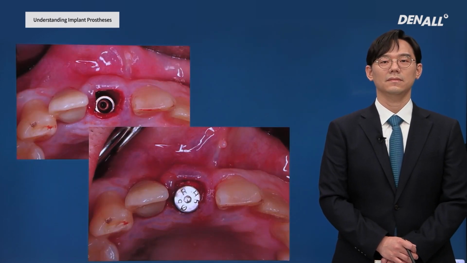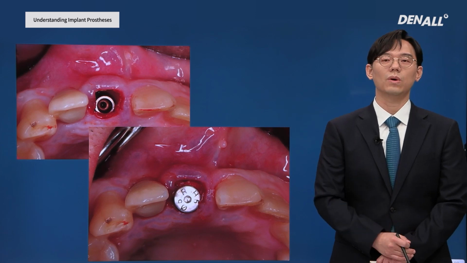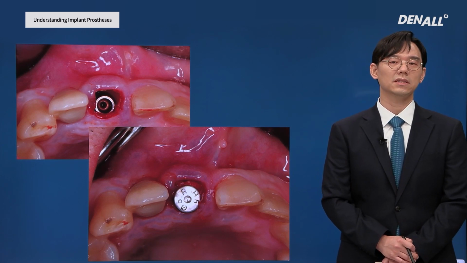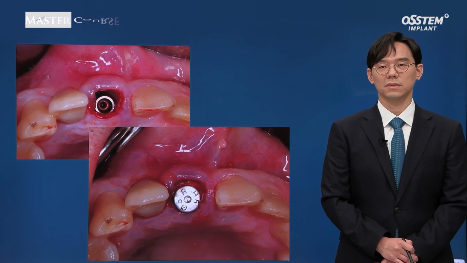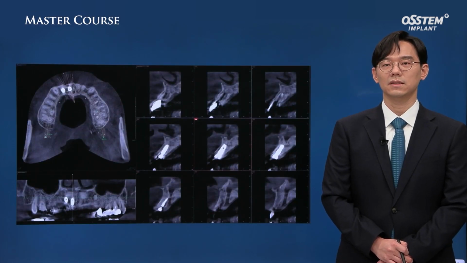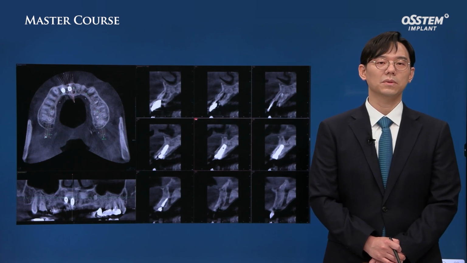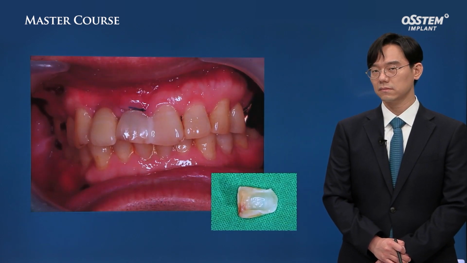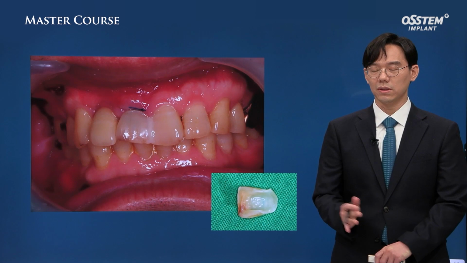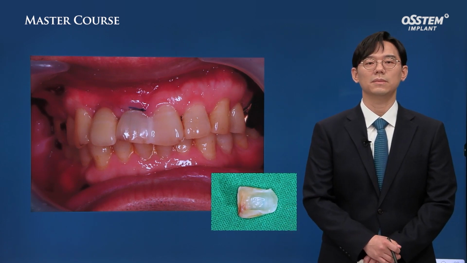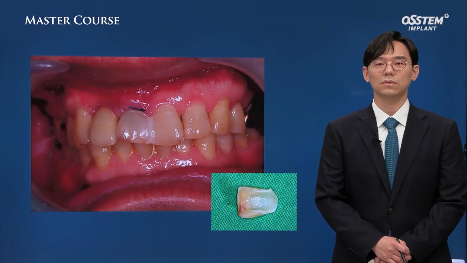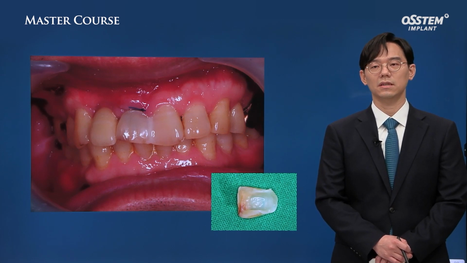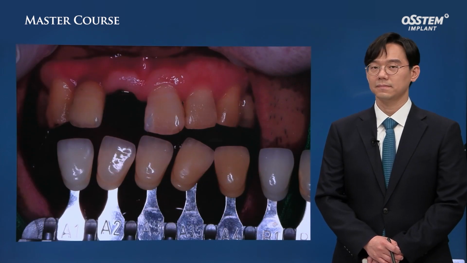CT was taken to check, and you can see that the labial gap is secured. In this direction, the hole was expanded and implant was placed. Gap filling was done and healing abutment was connected. I looked at CT to check whether the implant has been placed in the desired position. There are many ways to provide a provisional, and in this case, I prepped the extracted tooth and made a shell and added resin to provide the provisional.